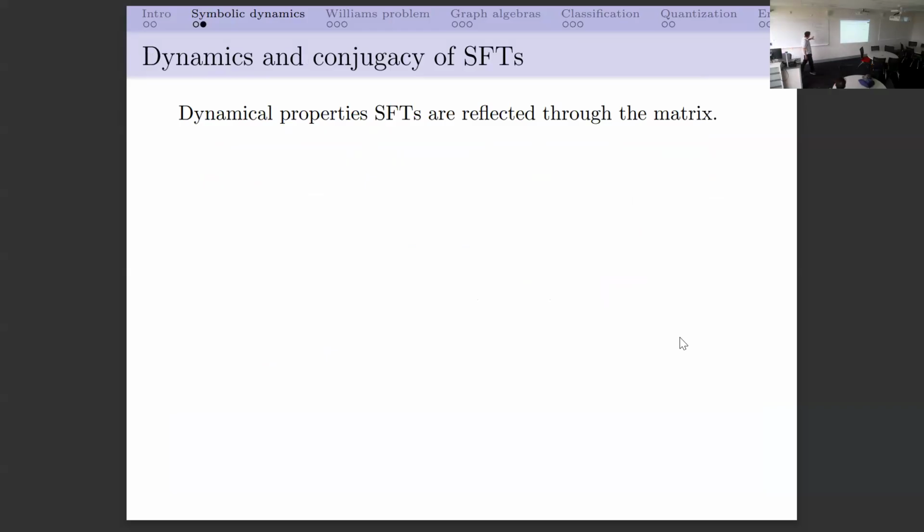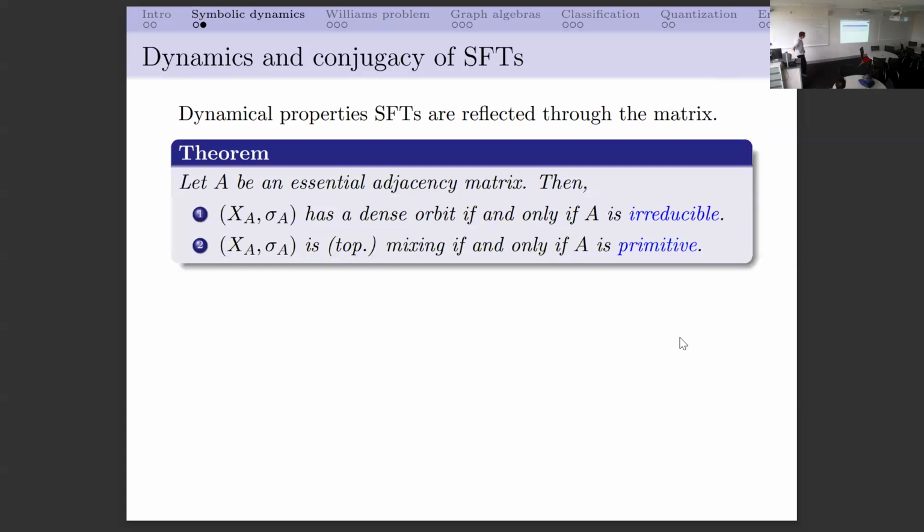And the point is that from the matrix, you can infer dynamical properties of these subshifts of finite type. For instance, this system has a dense orbit, right? There's a point such that if I take forward and backward iterates of that point via the shift, I get a dense subset. That happens if and only if the matrix is irreducible. Okay?